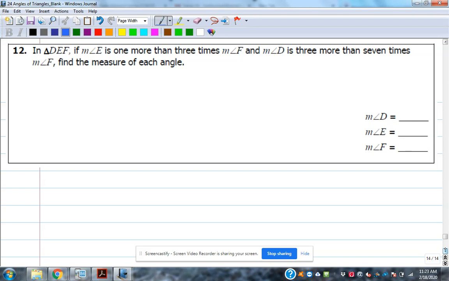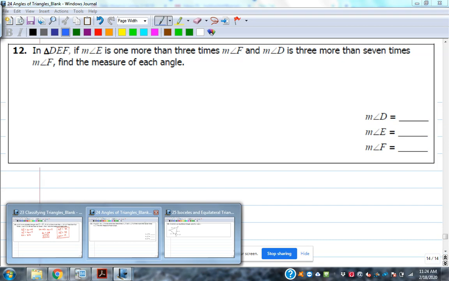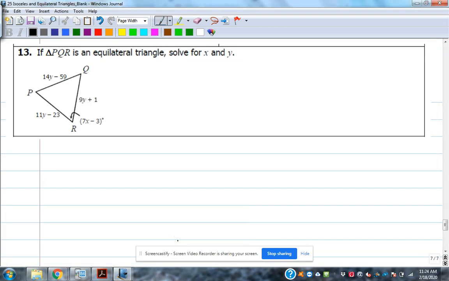Measure. This is the same idea. The measure of angle F should be your X, and you go from there. So y'all got the idea of setting those up. So I don't think we need to spend too much time doing those. Go to that last little bit there.